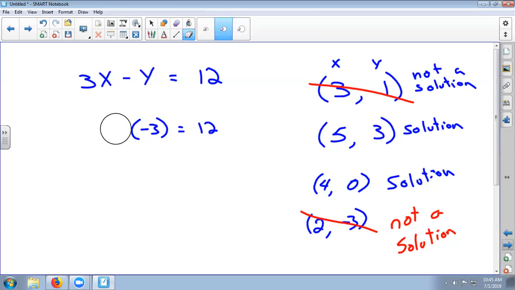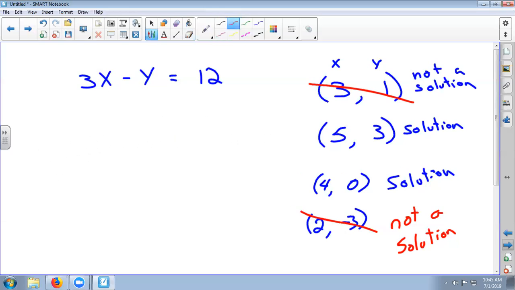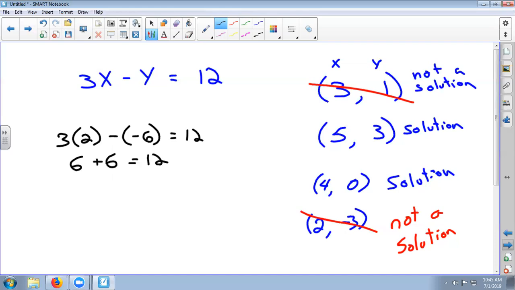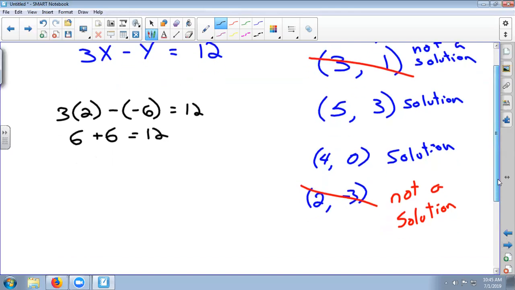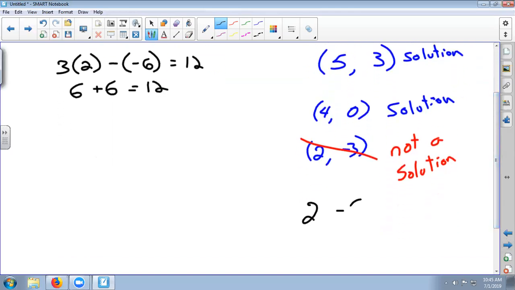2, negative 6. 2, negative 6 seems reasonable. Yeah, 2, negative 6. Solution. Okay. Well, how do I come up with these solutions? I don't just randomly guess them, right? We could, but that's going to be.